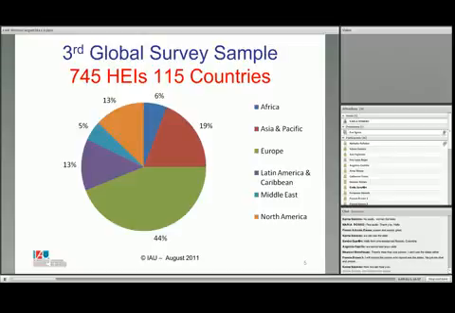As you can see, we had a fairly comprehensive sample, and if one looks at the number of universities worldwide, this pie chart resembles quite closely the overall numbers. So it was a small sample, there is no way to deny that, but it was a fairly representative sample, and in any case, it's the most global sample that has ever been brought together.